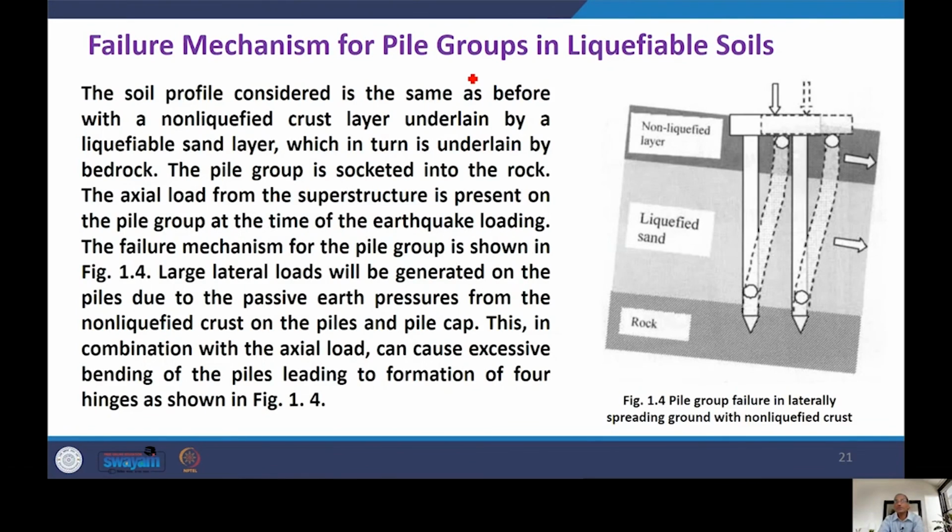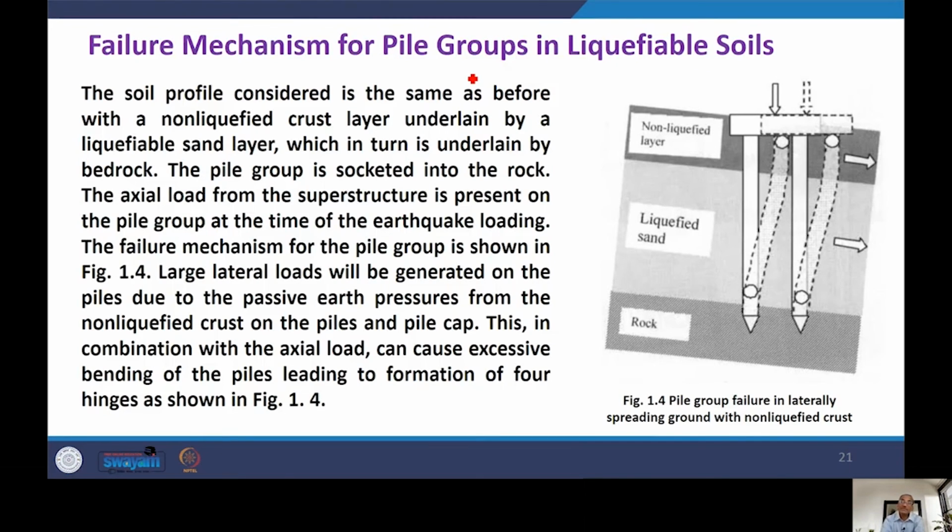This was all about what we have discussed in this lecture. This lecture was completely about when the piles are passing through liquefiable soil. Let me summarize this lecture. First, we have discussed what liquefaction is. Second, we have discussed the performance of pile foundations during past earthquakes when the piles are passing through liquefiable ground.